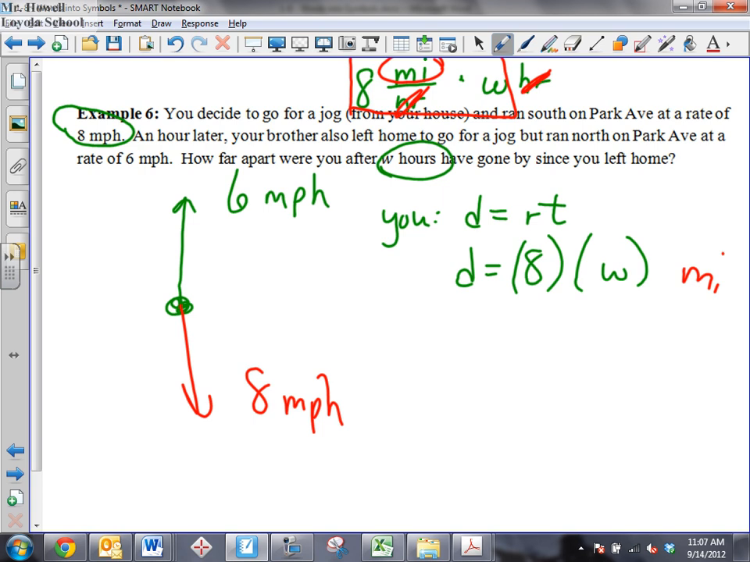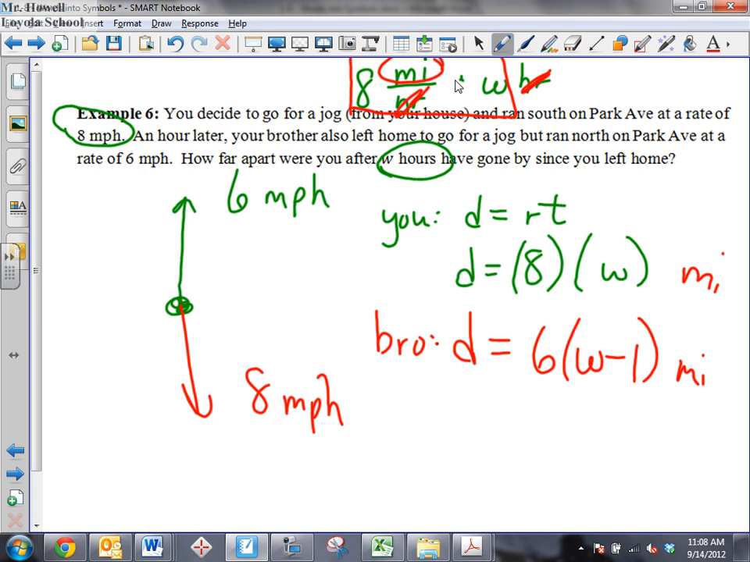Next, your brother. Your brother is also using D equals RT as a formula. He travels a distance D, but his rate is only 6 miles per hour. Now, the other thing we have to consider is that W hours have not passed for him. Really, W minus 1 hours have passed for him because he started an hour later. So we put W minus 1.